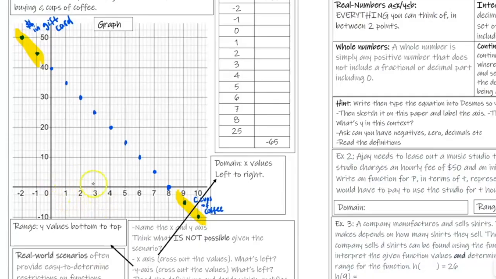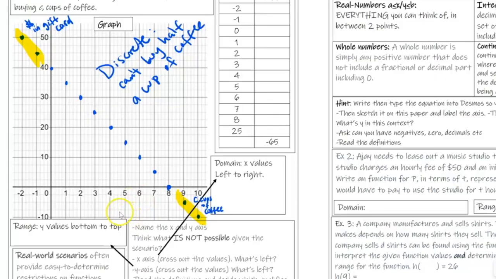No. Because this one is not allowing me to have a decimal or a fraction, I cannot connect the dots at all, even though the y-axis is allowing me to have a decimal or fraction. So this is not continuous, but it is discrete. So discrete, because I can't buy half a cup of coffee. Okay, and that's really it. So that's the difference between connecting a line and not connecting a line.